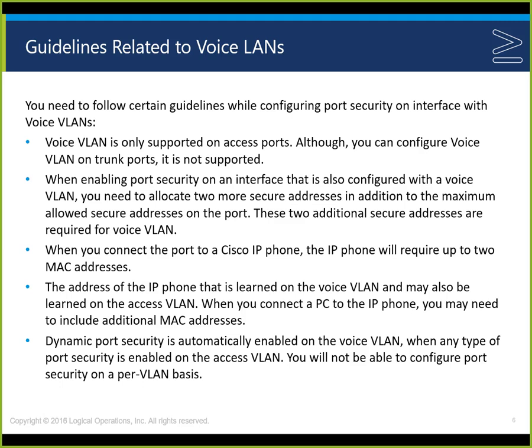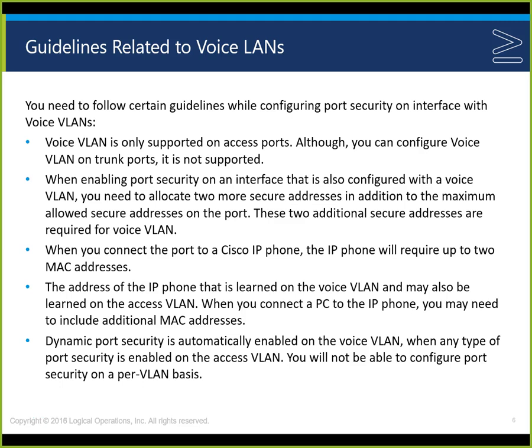When enabling port security on an interface that is also configured with a voice VLAN, you need to allocate 2 or more secure devices in addition to the maximum. The phone's going to have a MAC address. Its MAC address may actually show up on the voice VLAN as well as the data VLAN, and we can configure these things on a VLAN basis. You may need 2 additional secure addresses, and you may not need to do that.